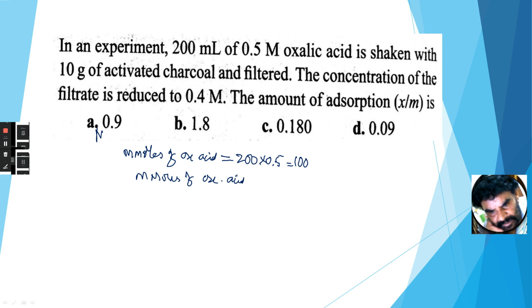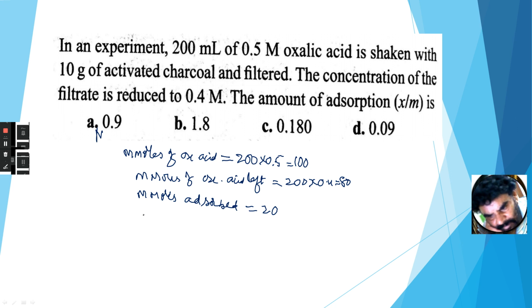Next, millimoles of oxalic acid left in the solution is 200 ml. Volume remains the same, but concentration is changed to 0.4, that is equal to 80. So now I am calculating in millimoles. Millimoles adsorbed is equal to 20, the difference.